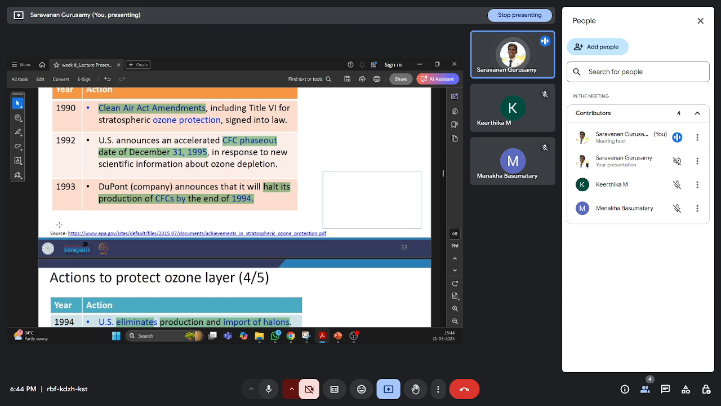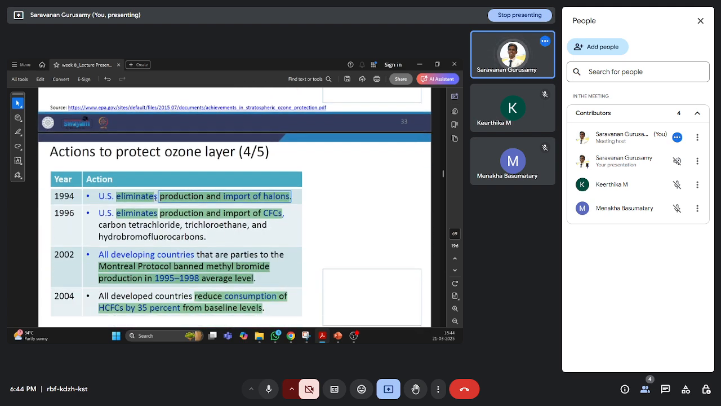They accelerated the CFC phase out date to 1995. There's the deadline they have taken off. 1993, there's a halt in the production of CFCs. Again, 1994, it eliminates the production and import of halogens. US first started and eliminated. 1996, US eliminates the production and import of CFCs, along with carbon tetrachloride, trichloroethane, hydrobromofluorocarbons.